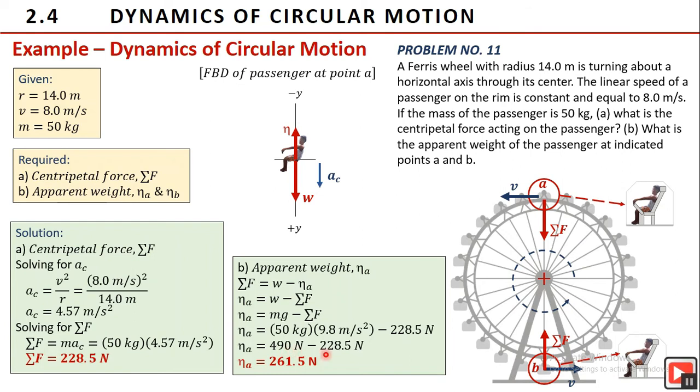It means that when the passenger reaches the highest point, the passenger feels a different sensation. He feels lighter than his normal weight because his body tends to move upward, or float, or move away from the center of rotation.